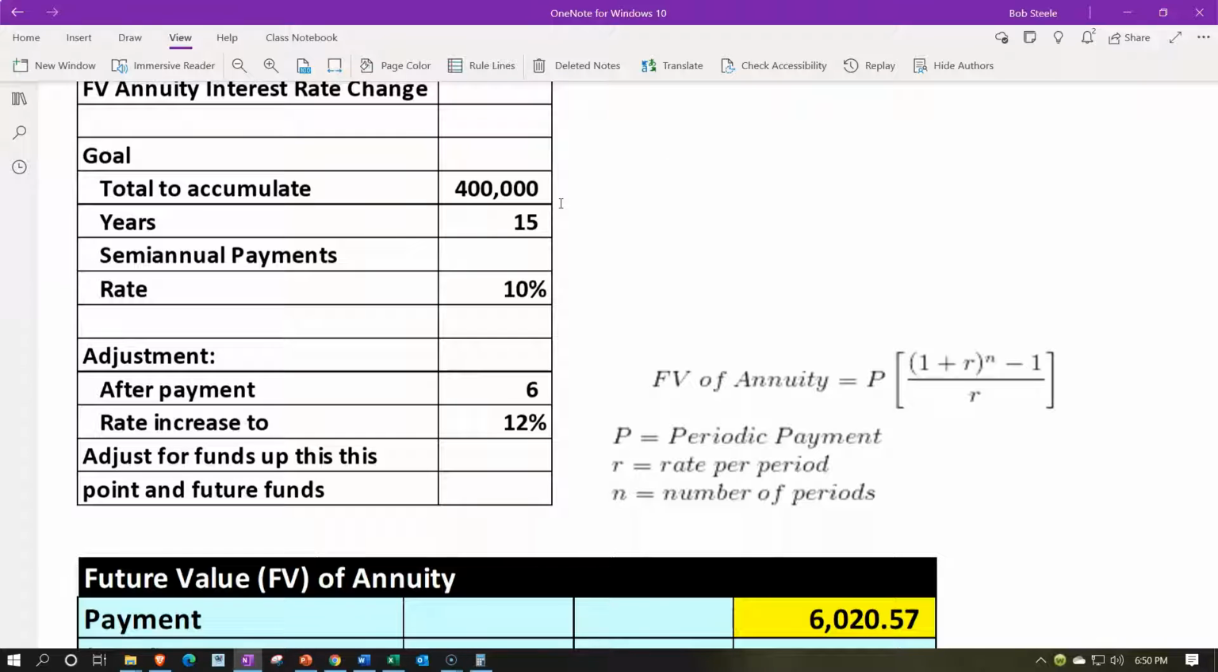So we're going to start off with our starting point, one we've seen kind of in the past, so I'll do it a little bit more quickly to get to this 400,000. So we have this situation, starting point, where we have 400,000 we want to get to. We have 15 years to get there. We're assuming the rate of the 10%.